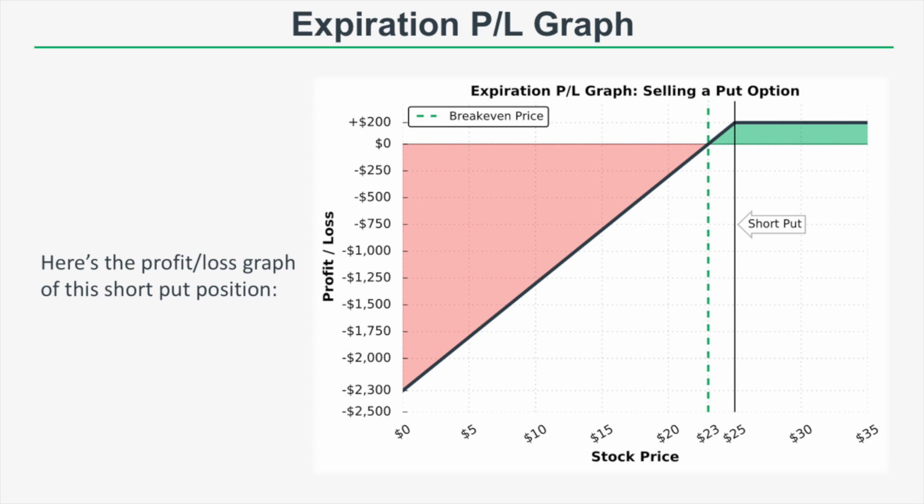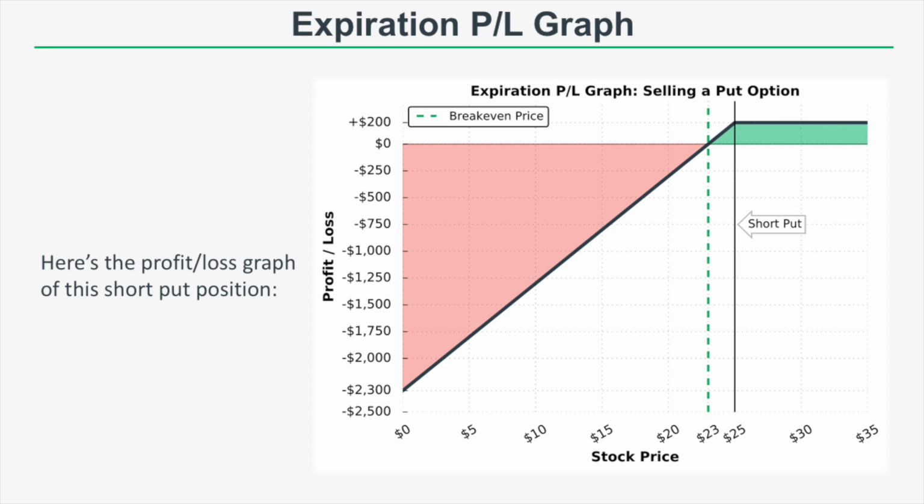So if the stock price is at 25 or above at expiration, the short put will expire worthless and the person who sold this put will keep all of the credit that they received. Now, the break even of this strategy is the put strike price of 25 minus the $2 credit we received, which brings us a break even of $23.